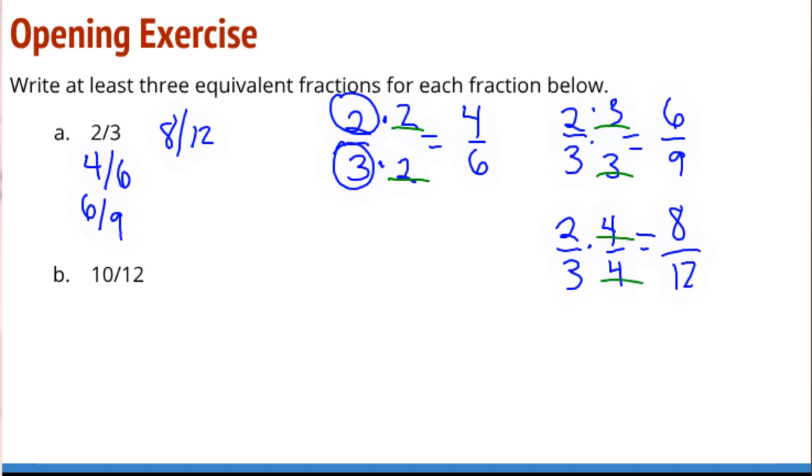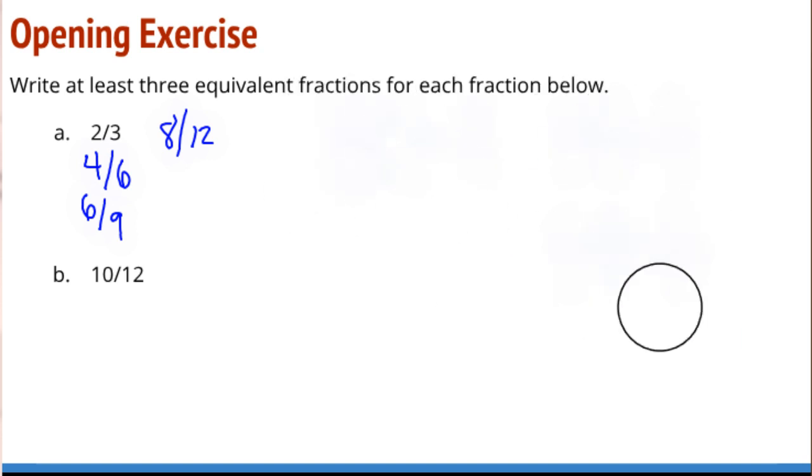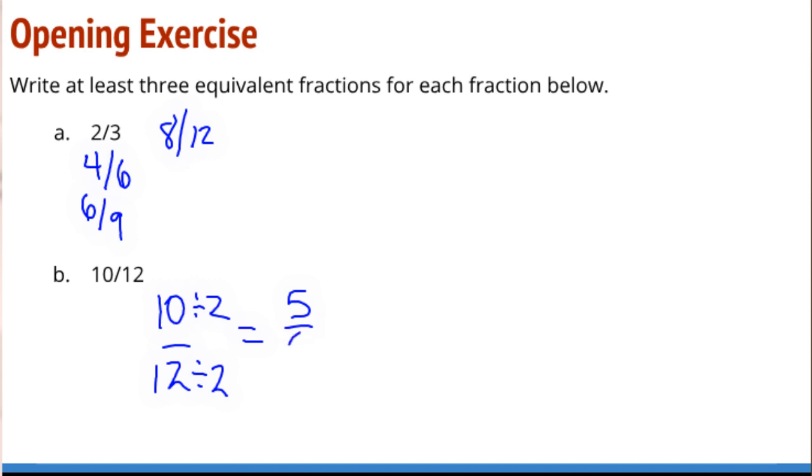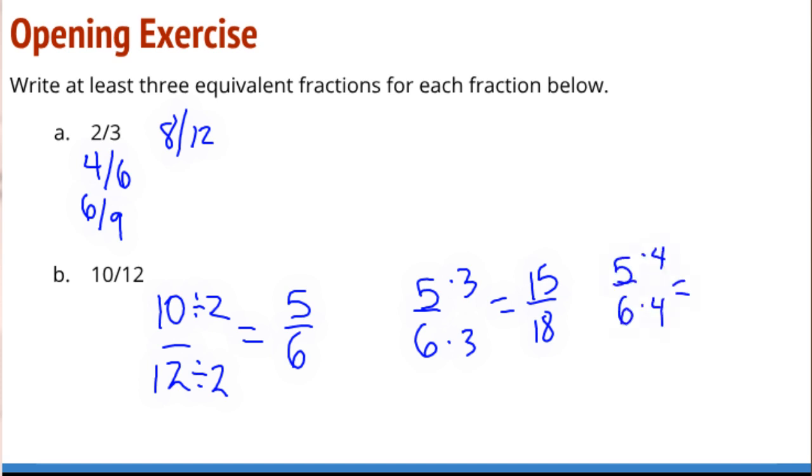And of course, this holds true with division. For example, on this second problem, we've got 10/12, and I can divide both of these parts by 2 and get 5/6. And of course, I could take 5/6 and multiply each of the parts by 3, and get 15/18. And I could take 5/6 and I could multiply each of the parts times 4, and I have 20/24. And of course, I could draw models to do this, but drawing out 10/12 is a whole lot more work than drawing out 2/3. Now, drawing 5/6 is a little more manageable.